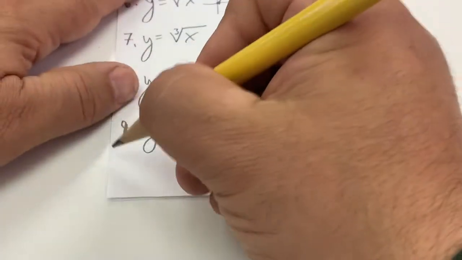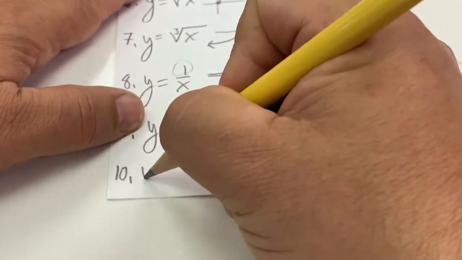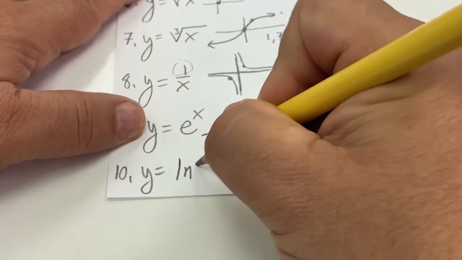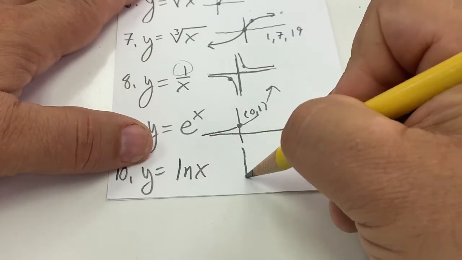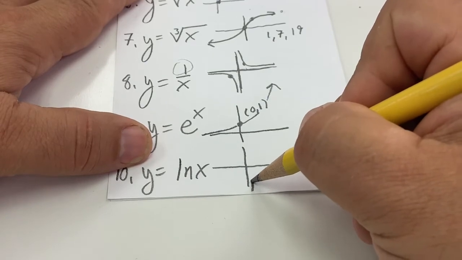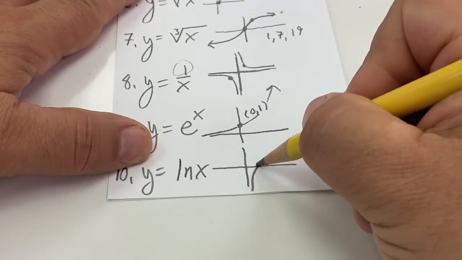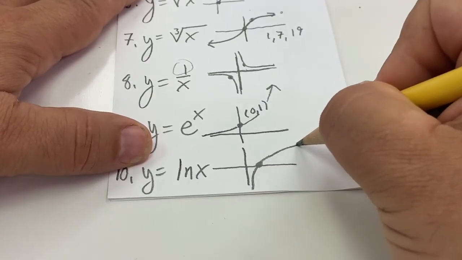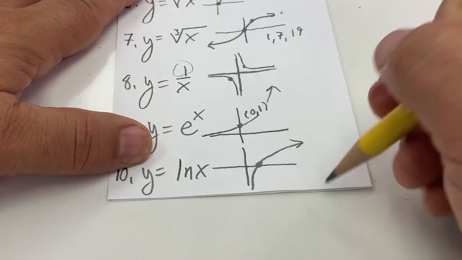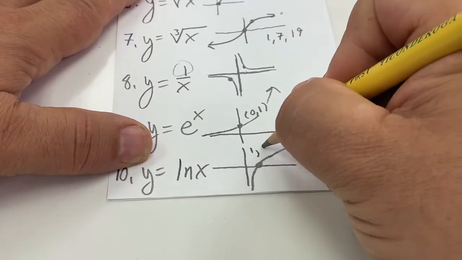Running out of room. Number 10, y equals the inverse of e to the x, which is ln of x. That's going to creep up along the y-axis, go through 1, 0, and then grow slowly. This one grows rapidly. This one grows gradually. That goes through 1, 0.